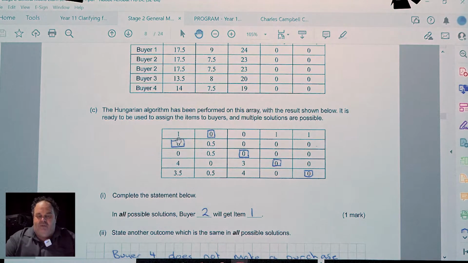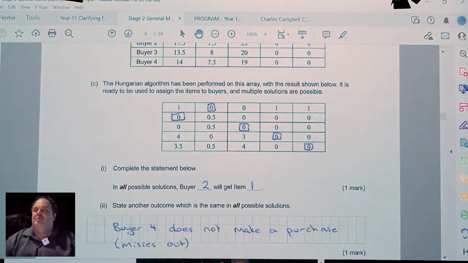If we look down the item 1 column, buyer 2 is the only one who's got the zeros. So therefore, they have to be the person buying item 1. Doesn't matter what solution I do, that will always happen. What other outcome is possible in all possible solutions? If we look at buyer 4, they end up with the dummy column all the time, so they don't end up with an item.